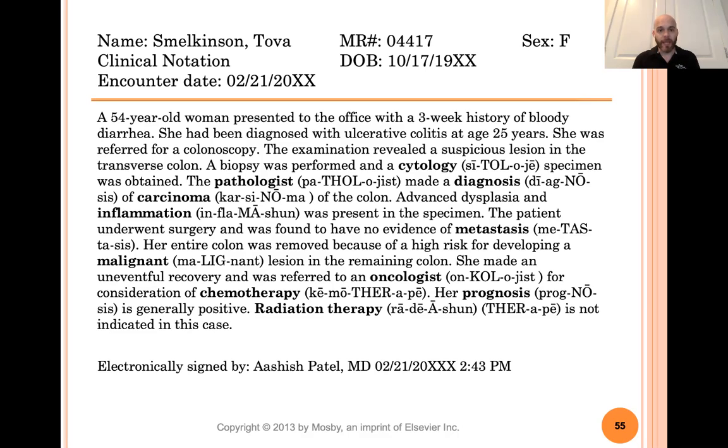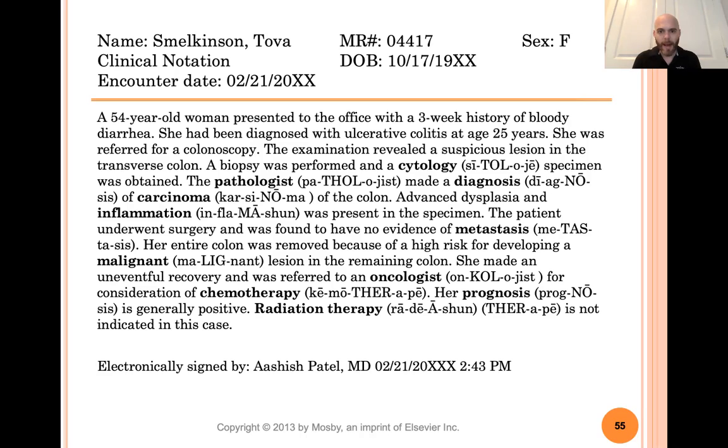Okay. Then they found inflammation in the colon. The patient underwent surgery and was then found to have no metastasis, no spread of the cancer. They did remove her colon because of the risk of developing another malignant or dangerous tumor. She was referred to another oncologist, continued chemo, and then they're not going to give her radiation.